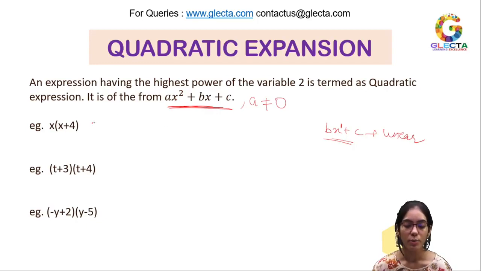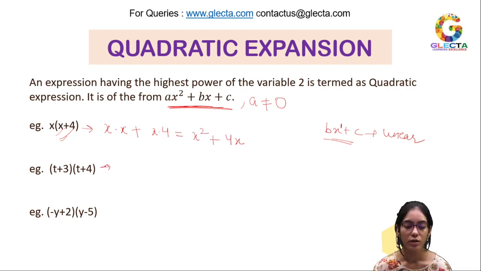So now multiplying quadratic expressions, we just have to expand it. So this will become, again expanding the brackets, x into x and then x into 4. So x into x plus x into 4. So x into x is x square plus 4x.